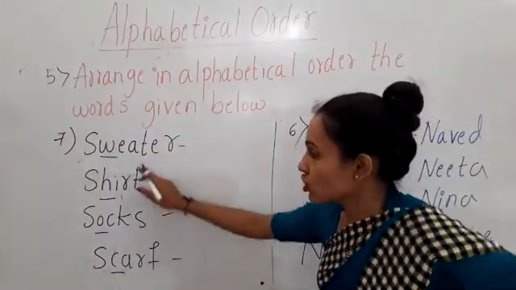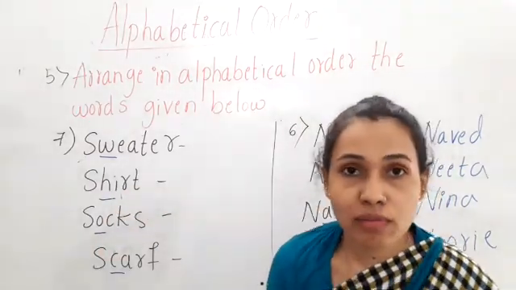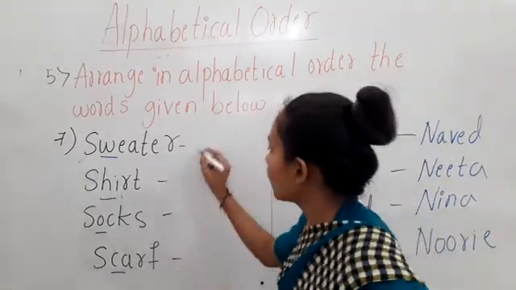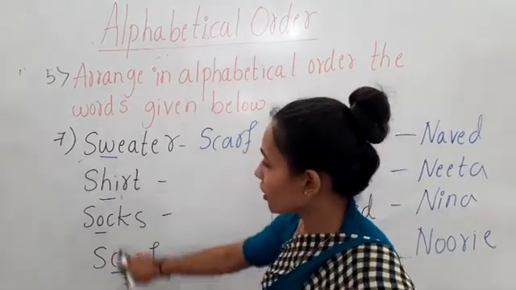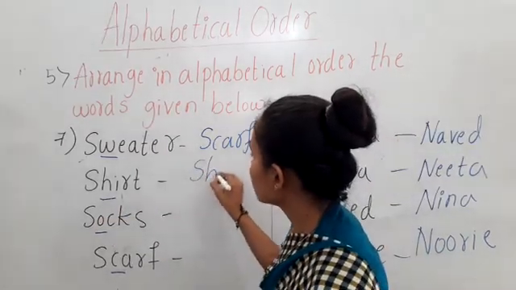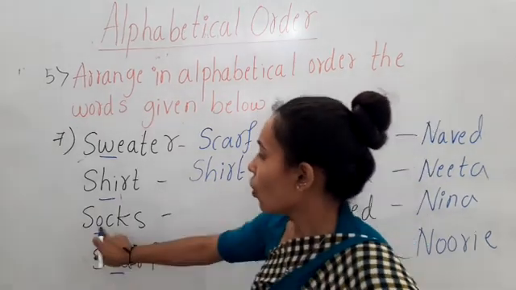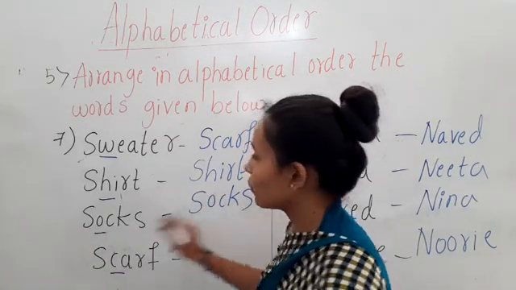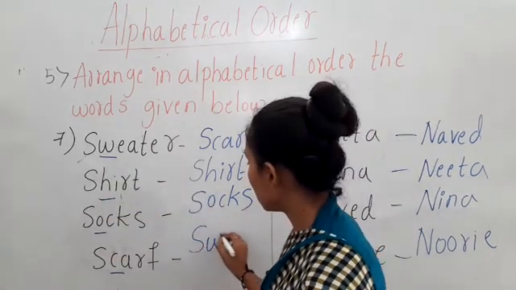Okay children. So which letter comes? W, H, O, C. In these four letters, which letter comes in the beginning, children? Which letter comes in the alphabet first? C. So what we have to write here? Scarf. After C, which letter comes, children? H. So what we have to write here? Shirt. After H, which letter comes, children? O. So we have to write here socks. After O, W. So we have to write sweater last.